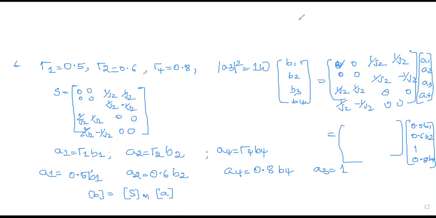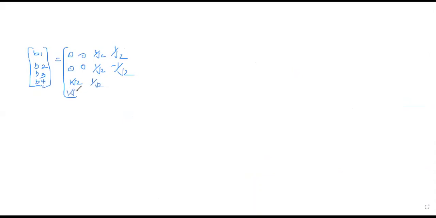Okay, clear the screen. Now see your matrix which I have written. For example, that is B1, B2, B3 and B4 along with your S matrix, which is 0, 0, 0, 0, 1 by root 2, 1 by root 2, 1 by root 2, minus 1 by root 2. Again 1 by root 2, 1 by root 2, 1 by root 2, minus 1 by root 2, 0, 0, 0, 0. This A1, if you write, it is 0.5 B1, 0.6 B2, 1 and 0.8 B4.